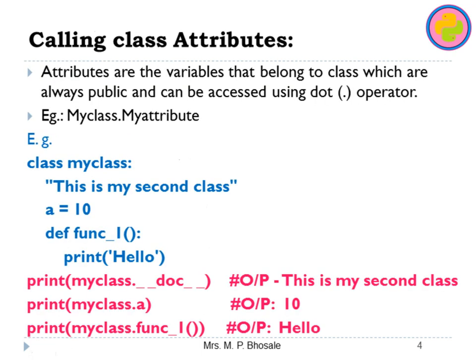Before going to this slide, first we will go to Thonny and we will create the class and write the docstring, and then we will try to print the docstring or any variable value, or we will try to call the function using my class keyword and dot operator. So let us go to Thonny and define the class.